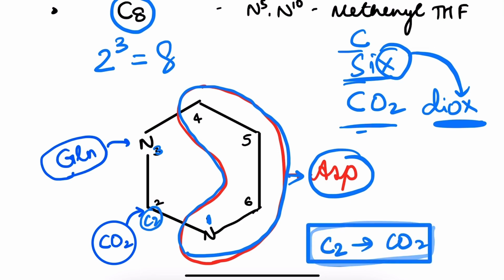This is also another mnemonic kind of trick. And N3 is by glutamine, the same for pyrimidine as well. N3 is contributed by glutamine. Alright, so these are the contributors to the base atoms of pyrimidine.